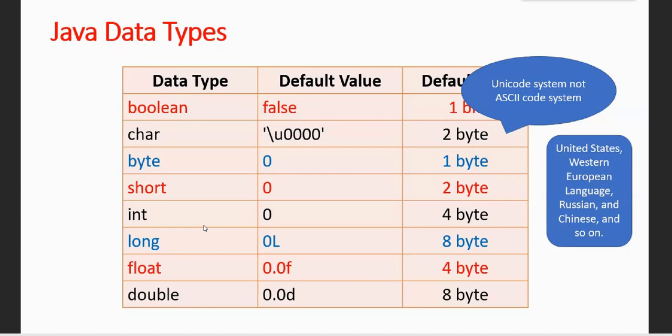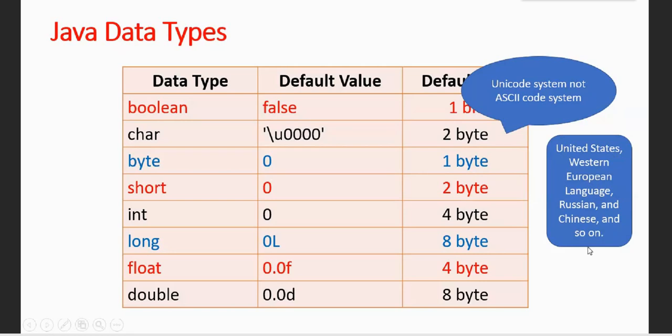Whereas Java does not directly support only the ASCII code. It supports an extended version of the code, and that is the Unicode version. So in this Unicode version, what they've done is they used 65 characters for different country languages, like I just mentioned here: the United States, Western European languages, Russian, Chinese, and so on.